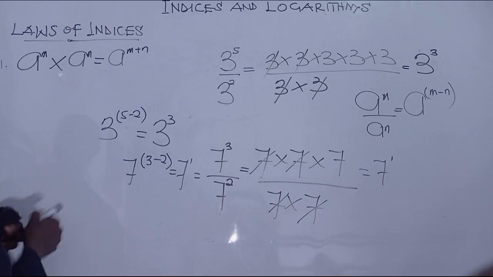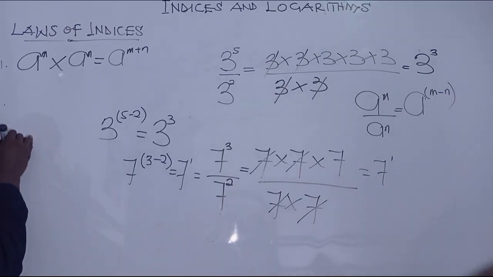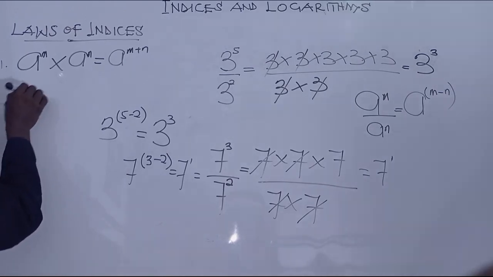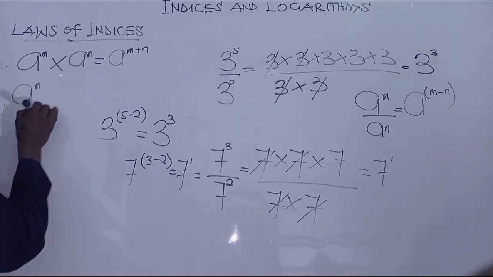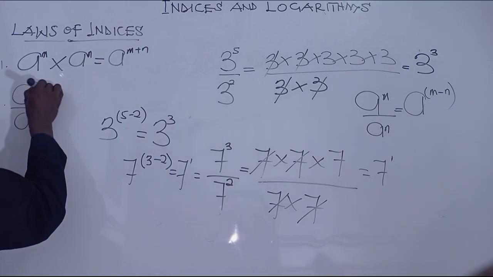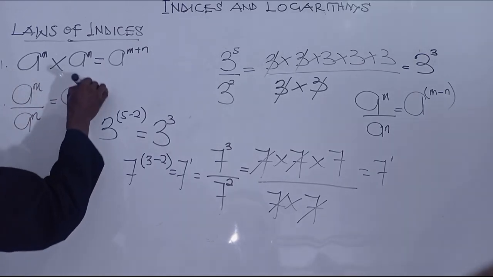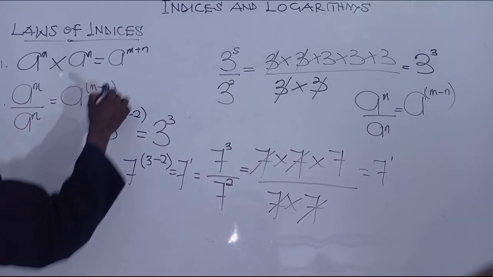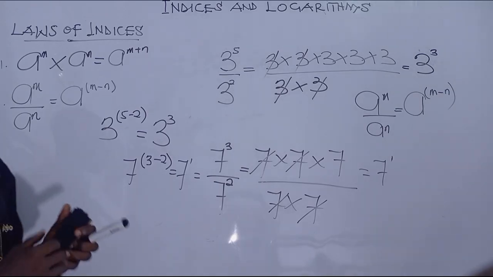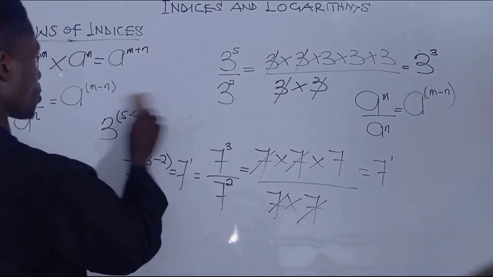This gives rise to the next law, which is called the division law of indices. So we have A raised to the power m divided by A raised to the power n is the same as A raised to the power m minus n. Very good. Now let's look at another law.